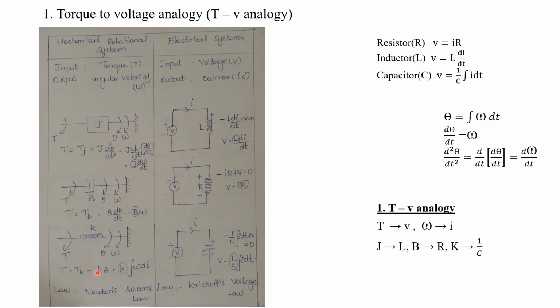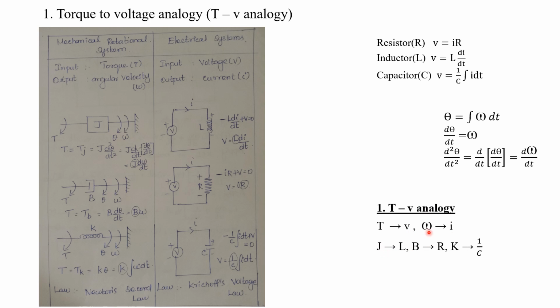Okay, so in the mechanical rotational system we have used Newton's second law. But here we have to apply Kirchhoff's voltage law in the torque to voltage analogous circuit. Okay, so from these concepts we can write the formula like this. Torque is equated to voltage in the torque to voltage analogy, then velocity is equated to current. Okay, these represent the inputs.